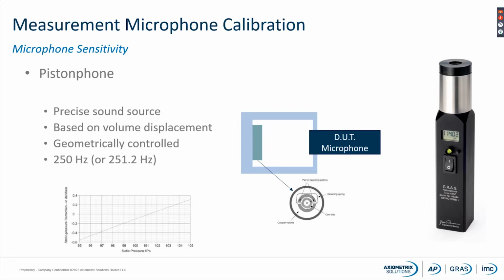The frequency is 250 hertz, or if we would like to be very precise, then 251.2 hertz, due to the fact that we are talking about the center frequency of a 1/3 octave filter, the 250 hertz filter, which is 251.2 hertz. Very precise, 114 dB equal to 10 Pascal.